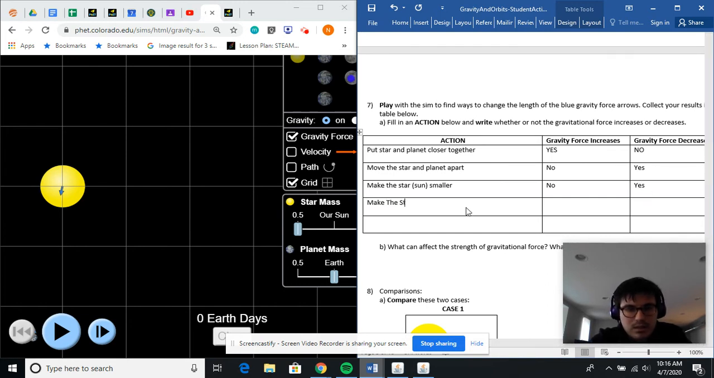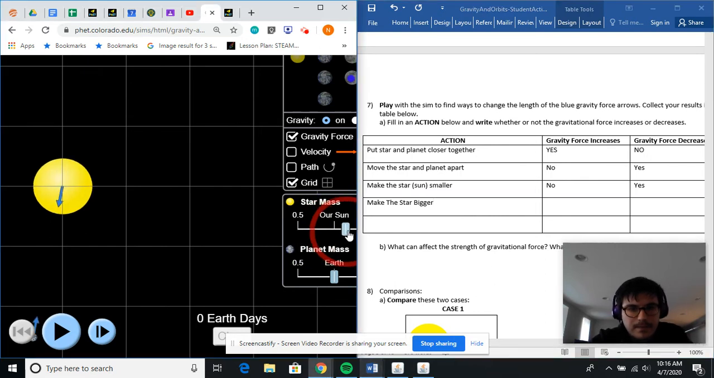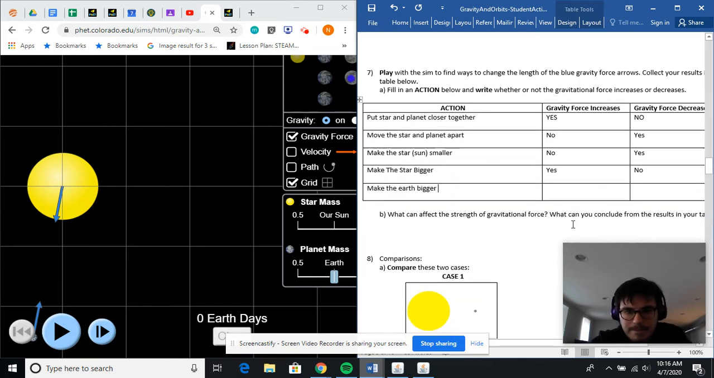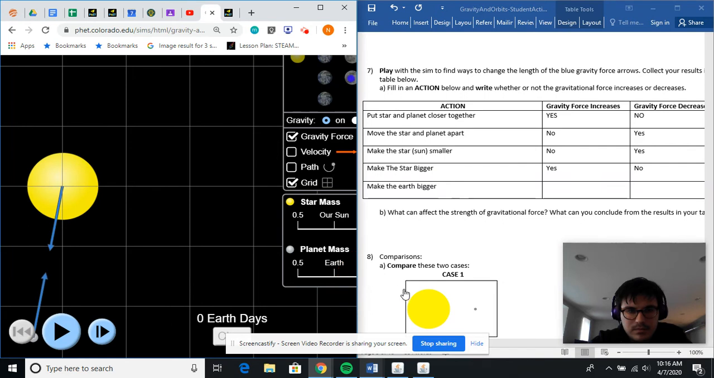To make this bigger, that means gravity increased. Your objects have more gravity. So you can predict: make the Earth bigger, what's going to happen to the gravity? Go up or down? What do you think? Let's see. Yep. If I make it bigger, gravity increases. See how those arrows got bigger?